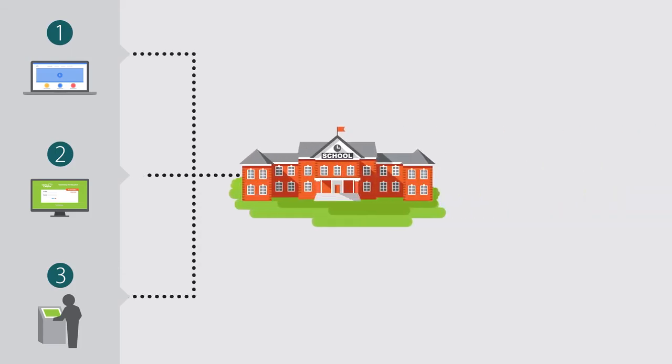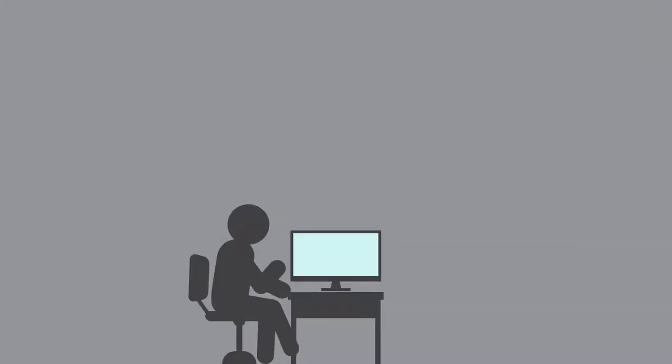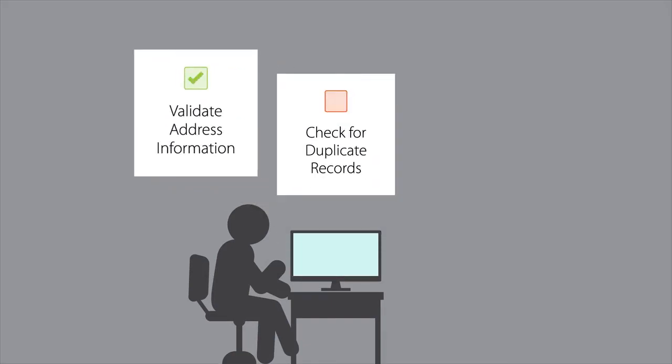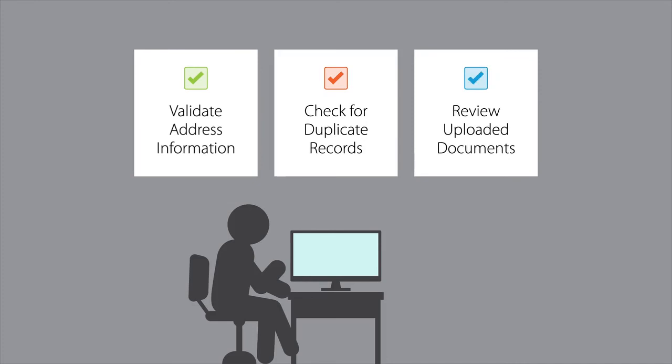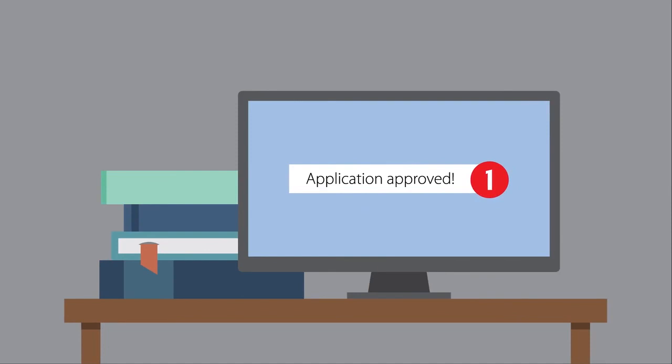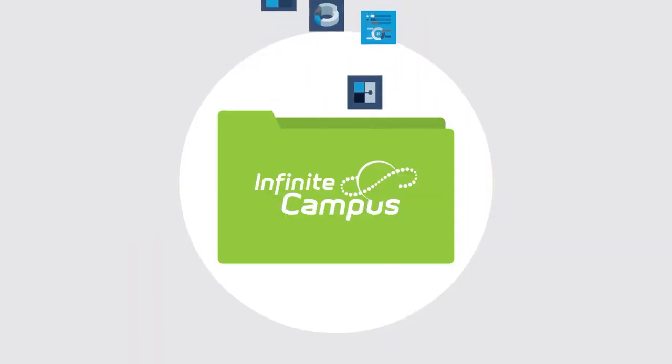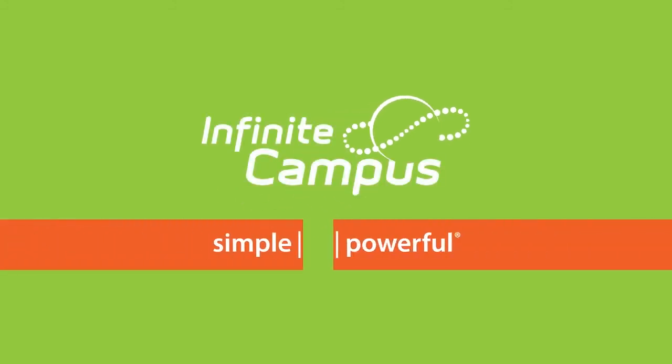What happens to your application after you submit it? A staff member will review the application. They will validate addresses, check for duplicate person records, and review uploaded documents. Once approved, you will receive a notification of the approval. All your data will be imported into Infinite Campus for further processing. You will be emailed status updates as your application goes through the process. Online registration, simple and powerful.